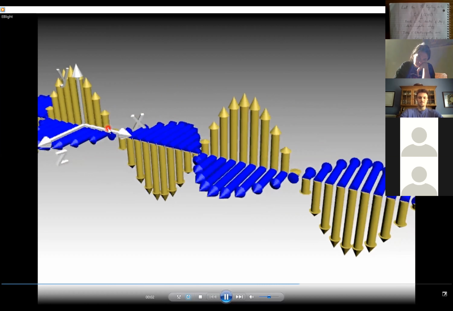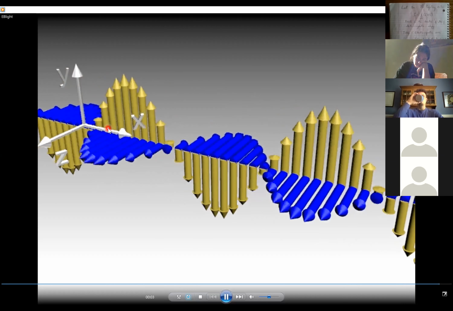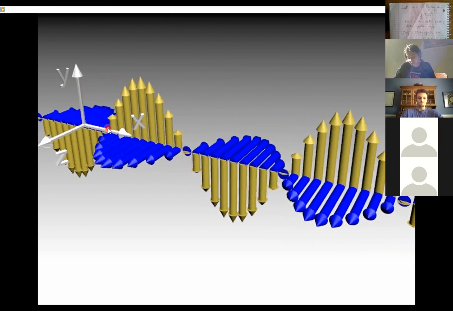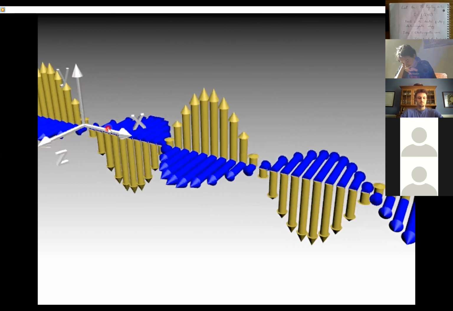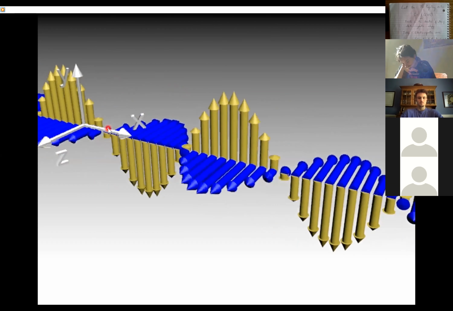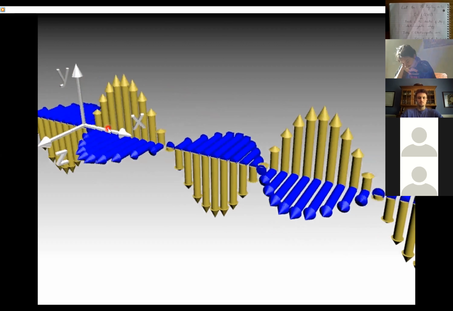Okay, so we know that the E and B fields are perpendicular. And in this case, we can see that, yes, it's clearly moving in the X direction. Is there something we can do to tie this together? Yes, the Poynting vector. Remember, the Poynting vector is given by E cross B.